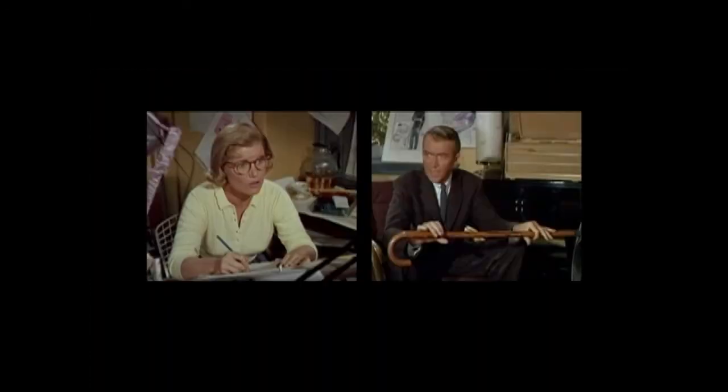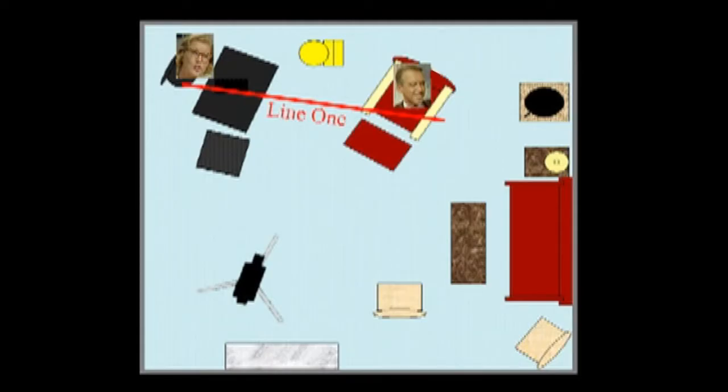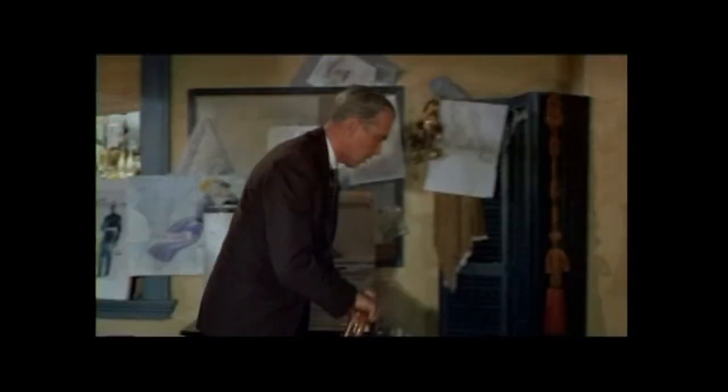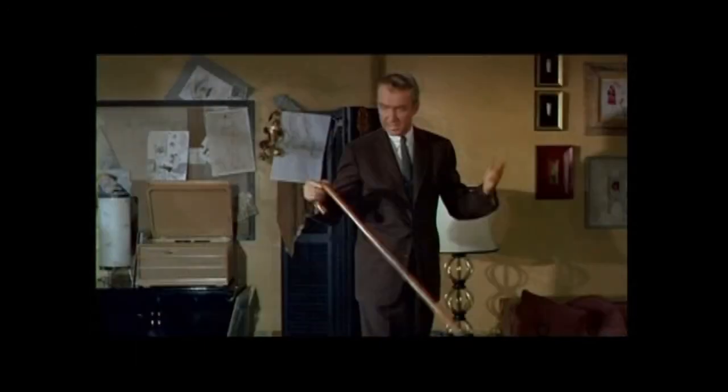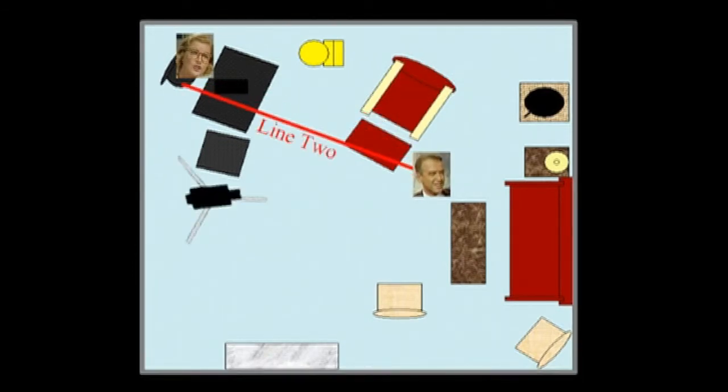But back to Scotty and Midge. We last saw them in the master shot, where, among other things, the axis of action was established. Now watch as the axis of action shifts when Scotty moves to stand in front of the lamp. The camera moves too. You can see now that our imaginary line is redrawn.